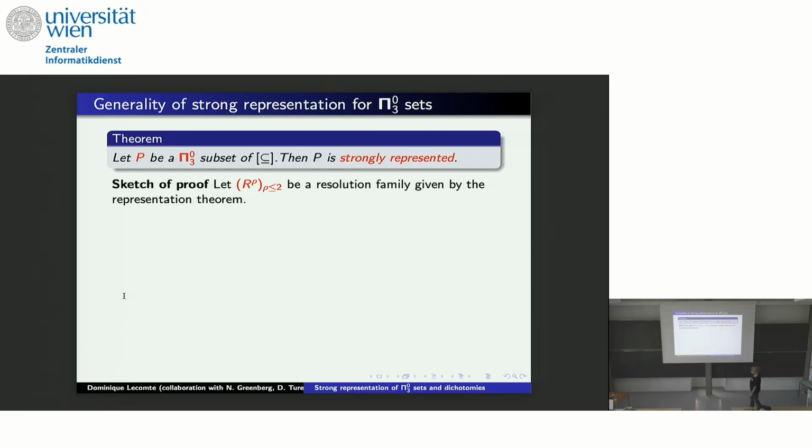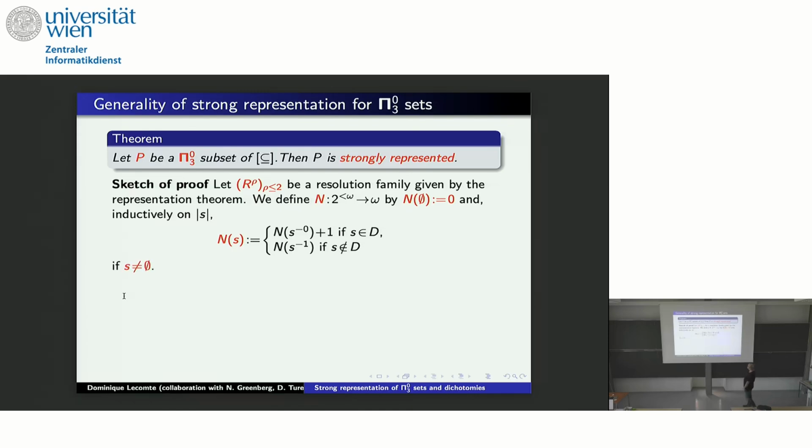And maybe 1 minute just to give you the objects without any proof. But how is it constructed? So you start with an arbitrary representation, which exists by the Debs and Saint Raymond theorem, and we define a map from finite sequences to natural numbers. Start with a 0, and by induction on the length of S, you say that n of S is n of the 0 predecessor plus 1 if S is in D, and n of the 1 predecessor if S is not in D.